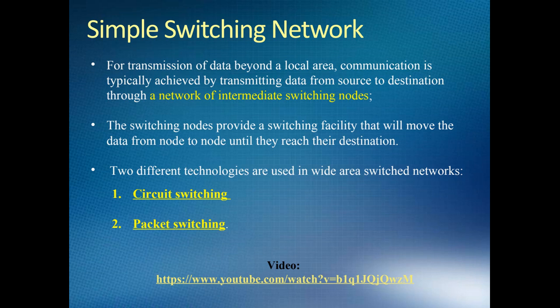To transmit data after your local area network, communication is typically achieved by transmitting data from source to destination through a network of intermediate switching nodes, through the provider. That's why we call it a switching network. The switching nodes provide a switching facility that will move the data from node to node until it reaches its destination. We have two different types of switching network technologies: circuit switching and packet switching.